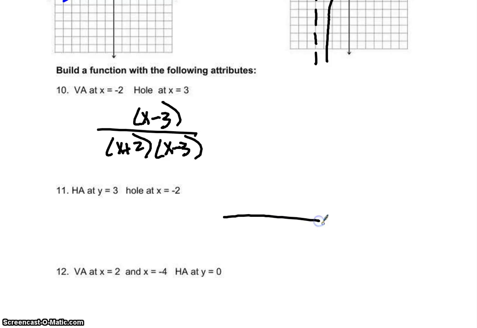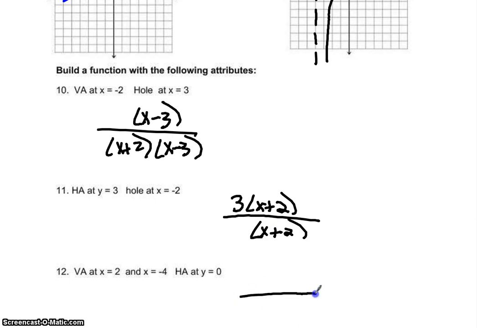Number 11, you have a horizontal asymptote at y equal 3. We'll save that for last. You have a hole at x equal -2, so that means x plus 2 on the top and x plus 2 on the bottom. So now let's go back to our horizontal asymptote. That means that we've got to have the same exponent, which we do. And so your coefficients have to come down to be 3 over 1. So if I just put a 3 on the top, that gives me a 3, and then there's just a 1 on the bottom that you don't have to write.